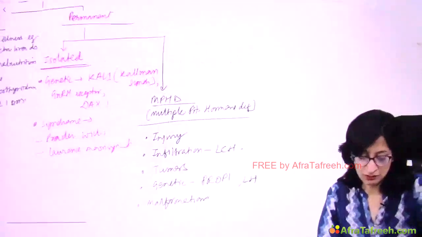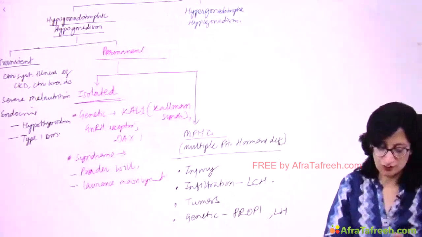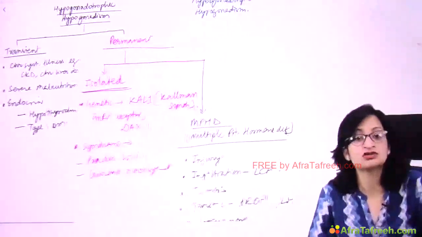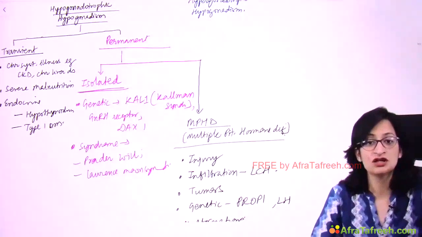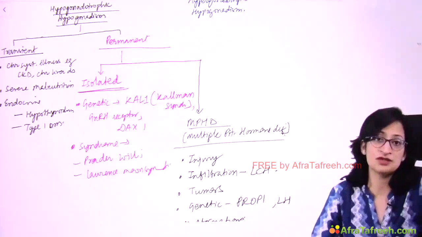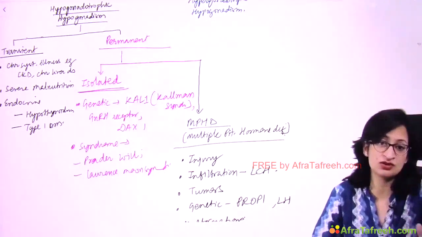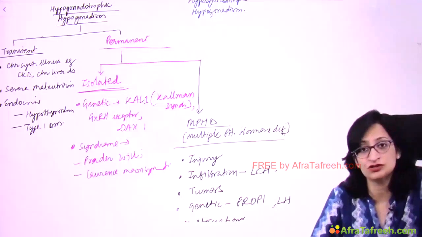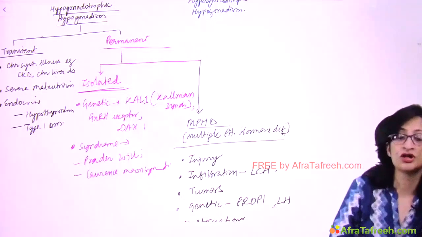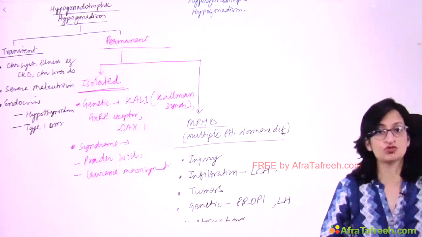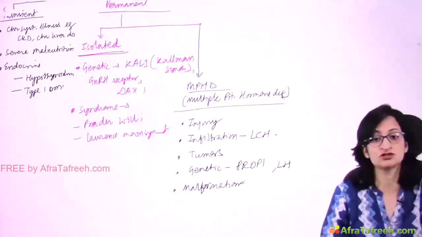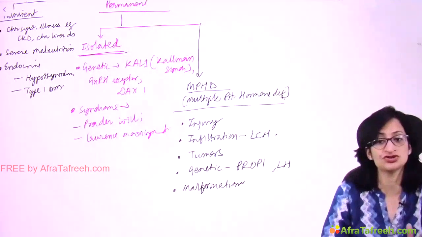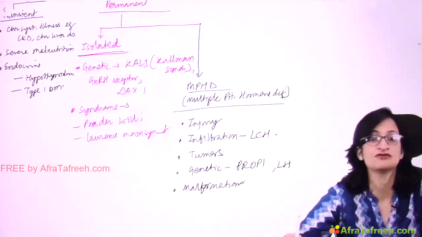So, these are some important causes of hypogonadotrophic hypogonadism. We saw some transient causes like chronic systemic illness, severe malnutrition, endocrine causes. We saw some permanent causes which are mainly genetic causes, which can cause isolated delayed puberty or hypogonadotrophic hypogonadism, or there can be multiple pituitary hormone deficiency, which we already discussed when we were discussing the pituitary disorders, but it includes causes like injury, infiltration, tumors, genetic causes and malformations.